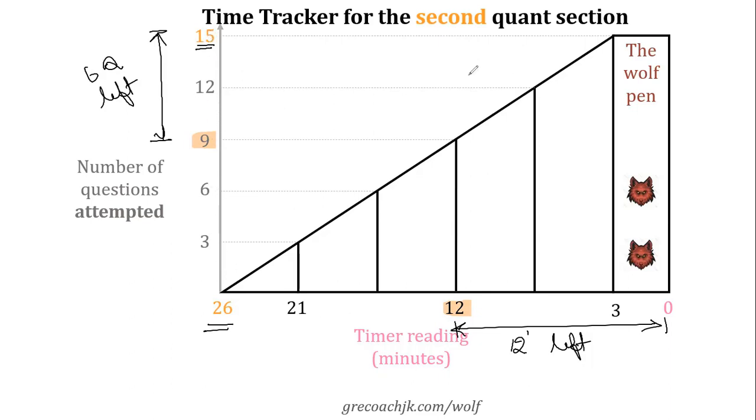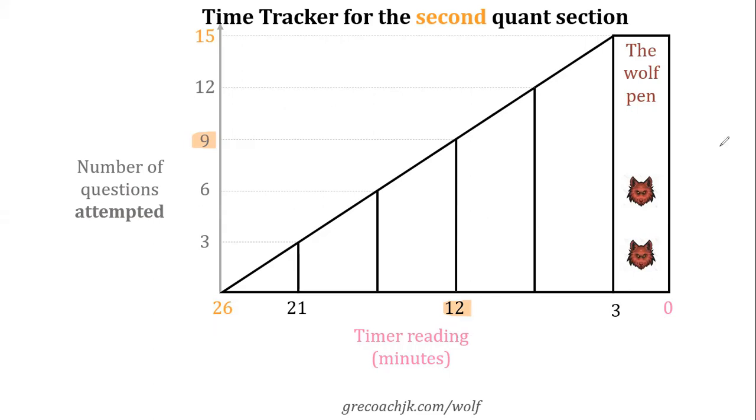So here, because the total number of questions is 15, that translates into I should have done 9 questions when the timer reads 12 minutes, but you'll recognize that the idea is exactly the same. All right, so now let me show you how to create the time tracker quickly for the second quant section. So again, the basic idea is the same.